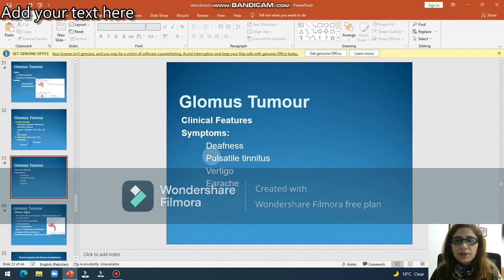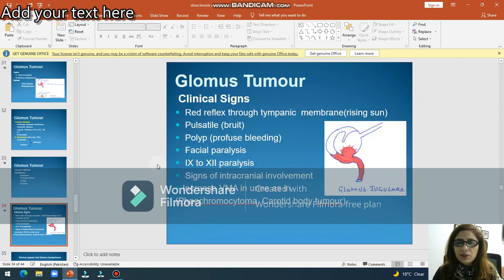What are the clinical features? The most important clinical feature is pulsatile tinnitus. The patient will complain of pulsatile tinnitus. There will be deafness, which will usually be conductive in nature if there is no involvement of the inner ear. Then vertigo: if there is involvement of the inner ear, the patient will feel vertigo. And earache, because if it is penetrating the deep tissue, there will be earache. These are the clinical features.